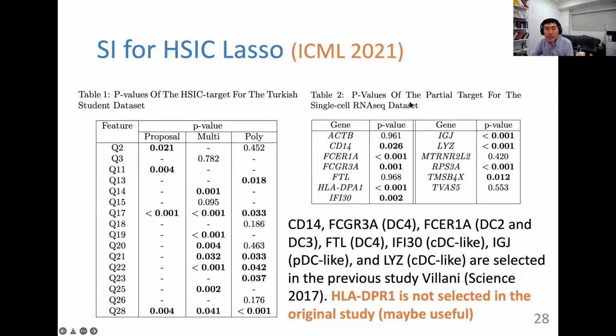Also, we apply this method for some single cell RNA-seq data set. And then basically, we can select the same number of feature sets that the original study detected. The important thing is that one of the features, this one, is not selected in the original study. So therefore, maybe this feature can be useful.